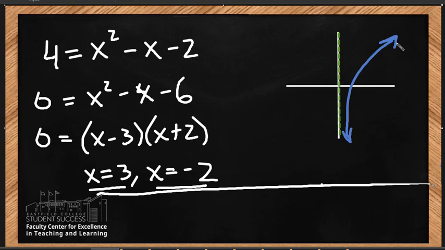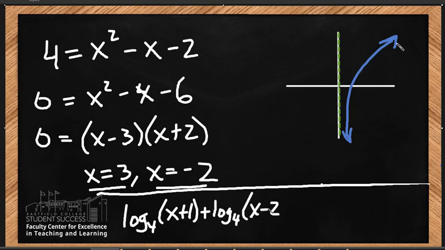And so the original problem looked like the log base 4 of x plus 1 plus the log base 4 of x minus 2, and that was supposed to be equal to 1. And so the question is, if you plug in both of these values, 3 and -2, for x into the original equation, do you always get a positive value in the log function, or do you sometimes get negative, because we're not allowed to have a negative value inside of the log?